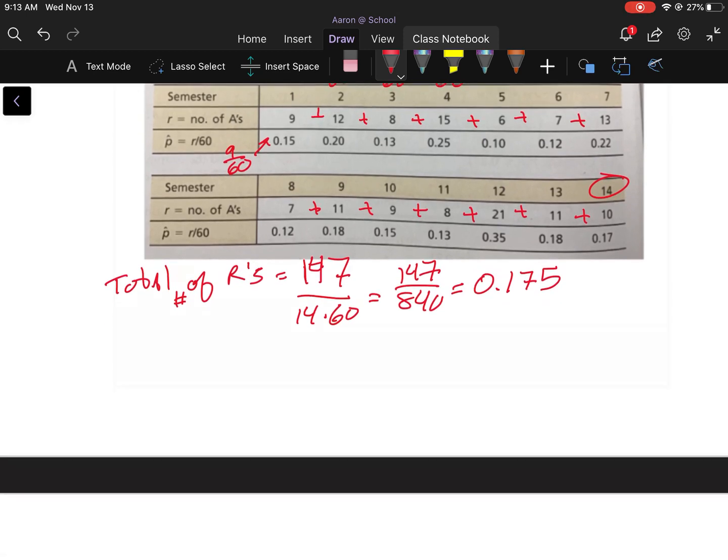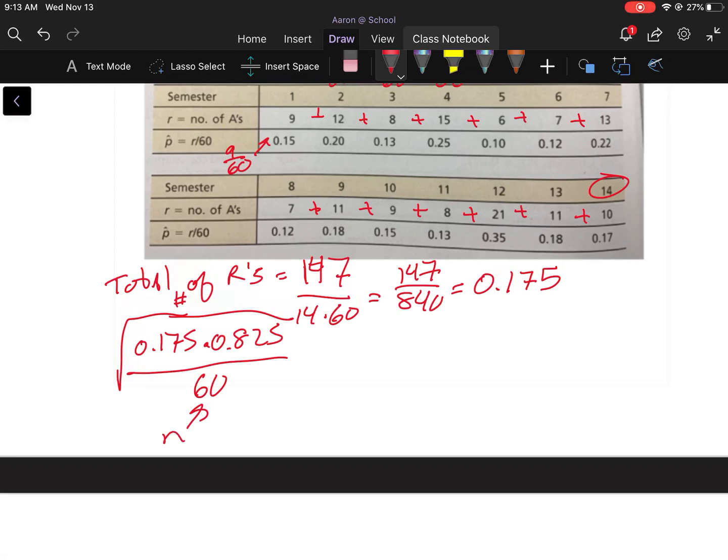Okay, to find my standard deviation, I'll take the square root of 0.175 times the complement of that, 0.825, but don't divide by 840. Make sure you put in the 60, because each sample is an n equal to 60. So there's my standard deviation of 0.049.